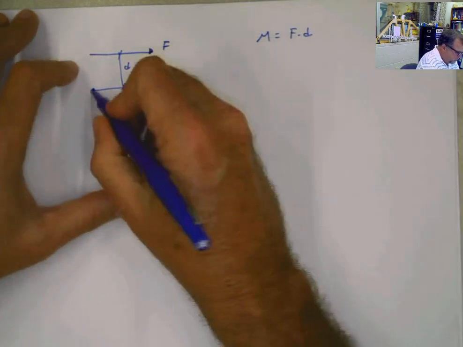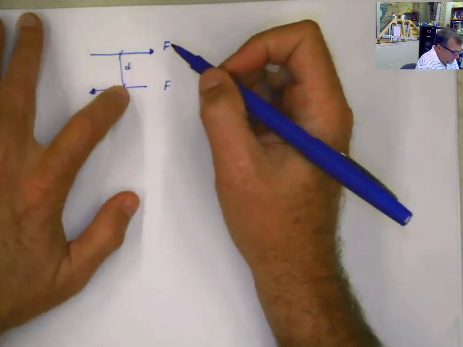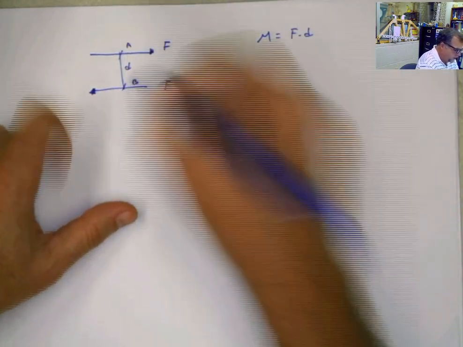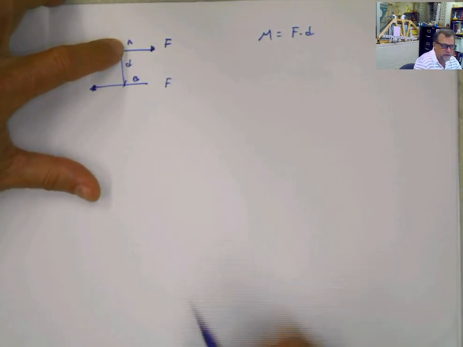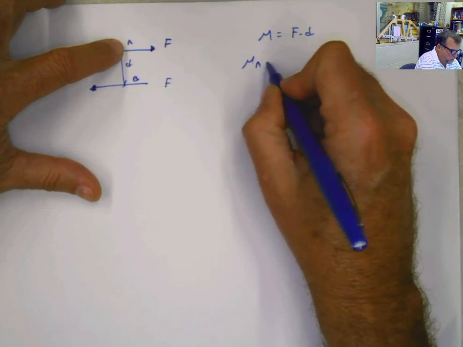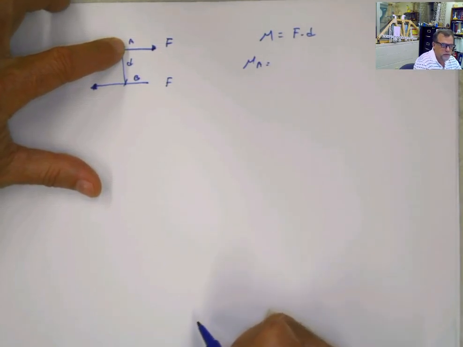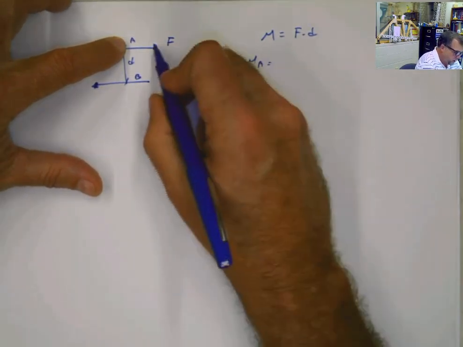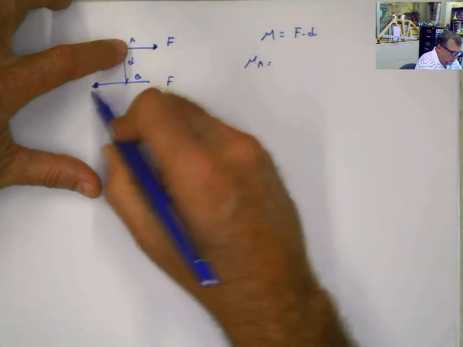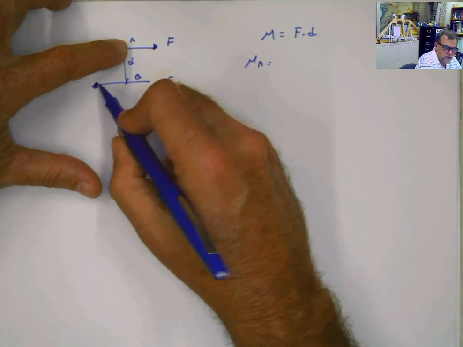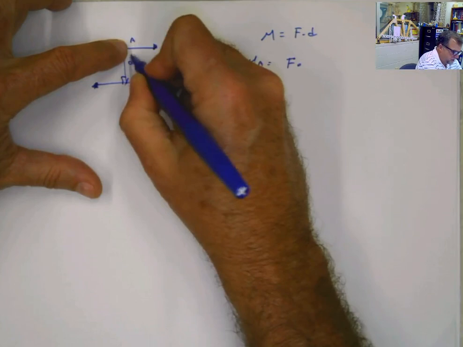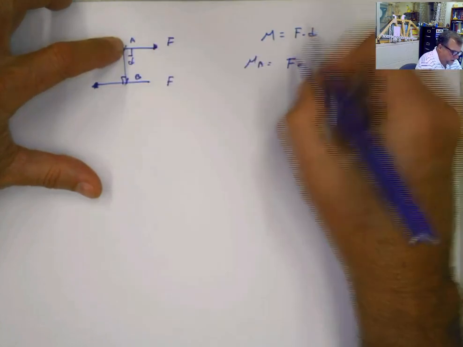Well, let's see. Let's say that I am standing here. Let's say this is the point A, this is the point B. Let's say that I'm standing at the point A. So if I'm standing at point A and I say moment with respect to the point A, what is the moment with respect to the point A? This force is not producing moment because it passes through the point. The only force producing moment is this one. So it's going to be F times the perpendicular distance, which is from here to here, which is D.